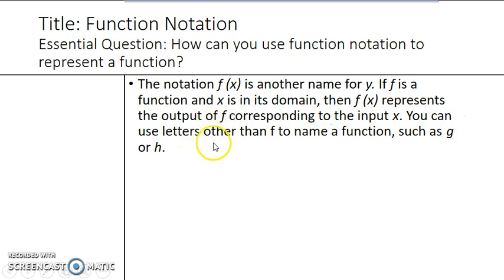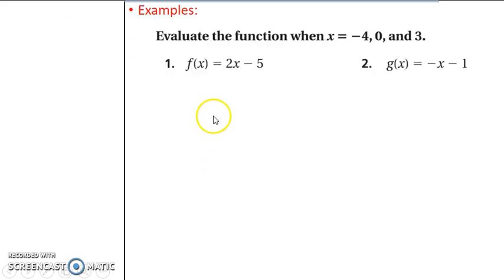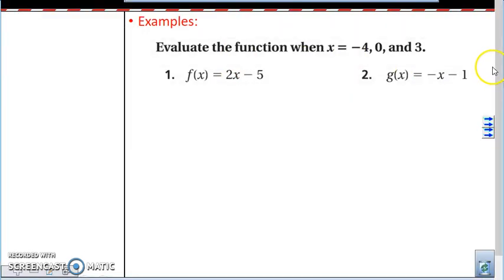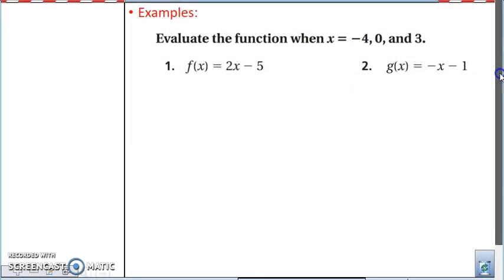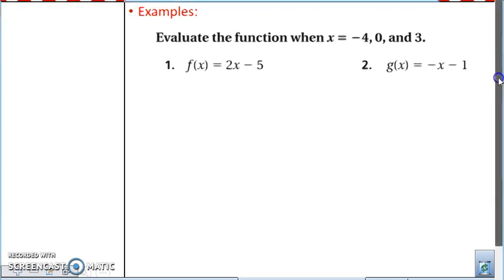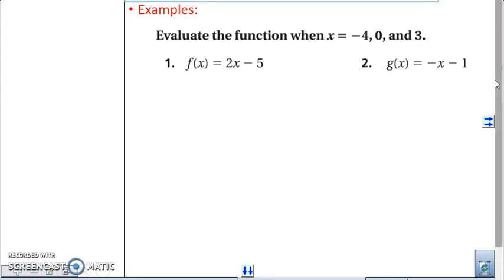Alright, I'm going to go ahead and move on to the examples. Please pause your video if you have not gotten all of this. Alright, our first one. Evaluate the function when x equals -4, 0, and 3. I know you guys can do this stuff, I want to talk about what it's supposed to look like. I'm teaching you how to write in function notation, not how to solve these necessarily, because we've talked about them a lot.